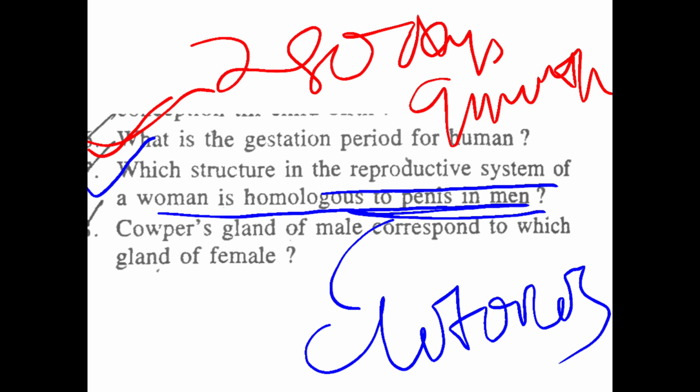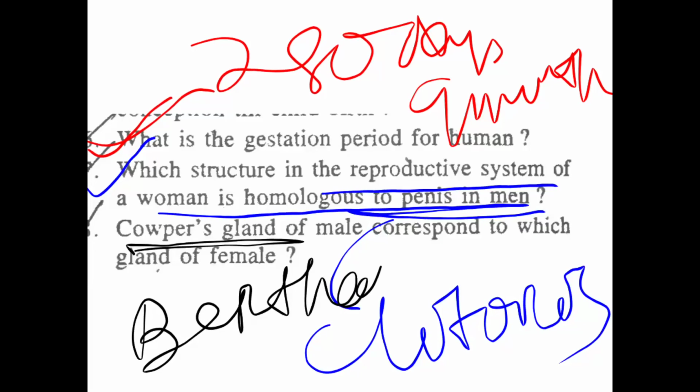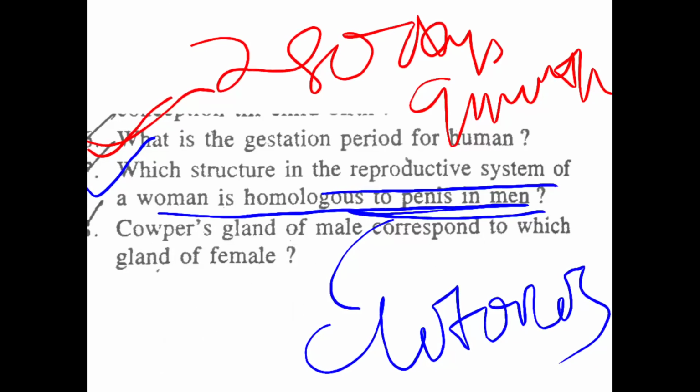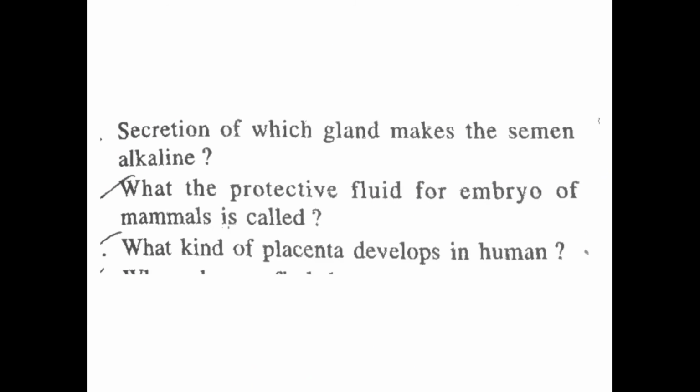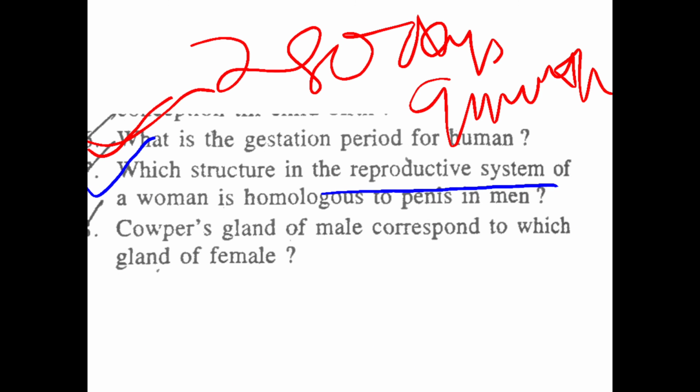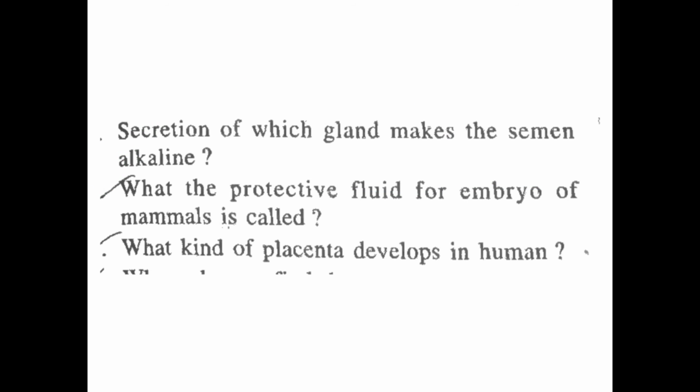Then, Cowper's gland of male corresponds to which gland of female? That is Bartholin's gland. Okay. These are very important terms you have to remember. Bartholin's gland. Okay. Next question. The secretion of which gland of male makes the semen alkaline? That gland which is not paired, only a single gland, is known as the prostate gland.